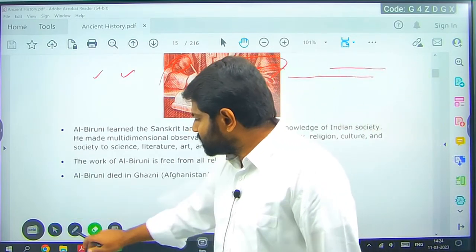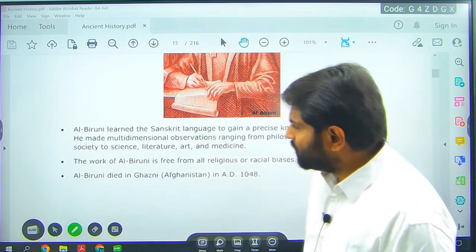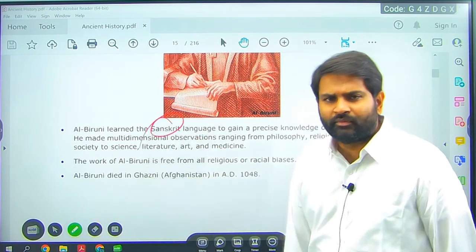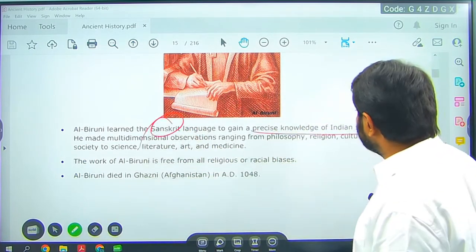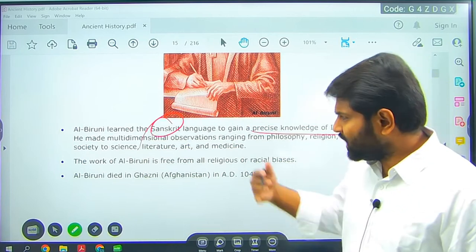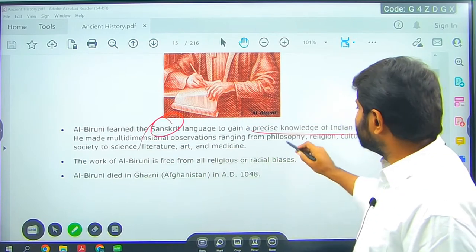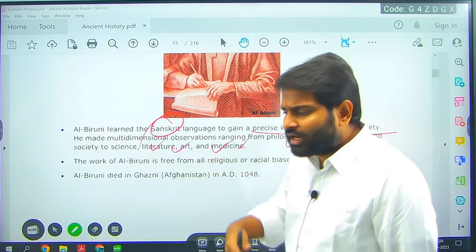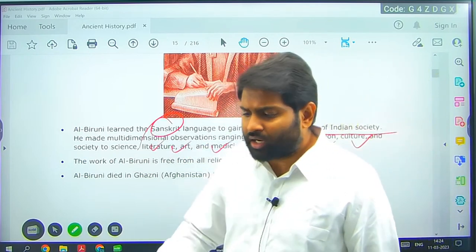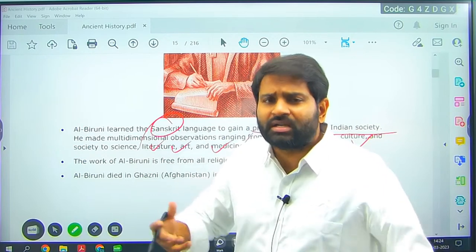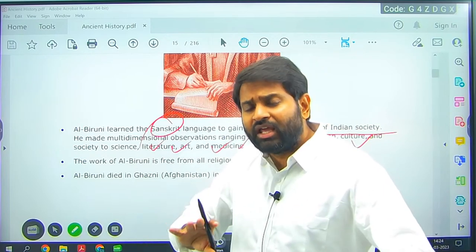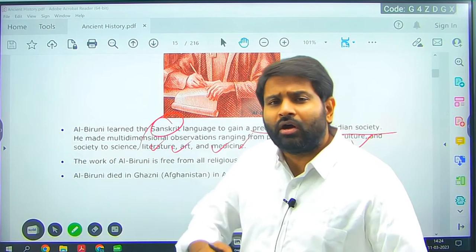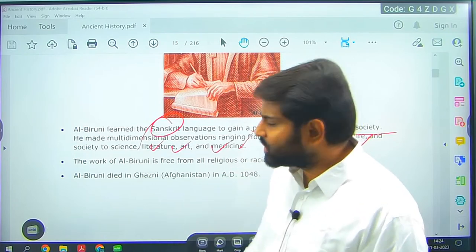Why is he very important? Let us understand this. Like C.P. Brown for Telugu, Al-Biruni learned the Sanskrit language. He learned Sanskrit to gain precise knowledge of Indian society. He made multidimensional observations ranging from philosophy, religion, culture, science, literature, art, medicine. So he understood the language, he understood the society, he understood the culture. For a better understanding, other than observational understanding, he got into the system. He got into the society and learned. Because of this, Al-Biruni is very important.